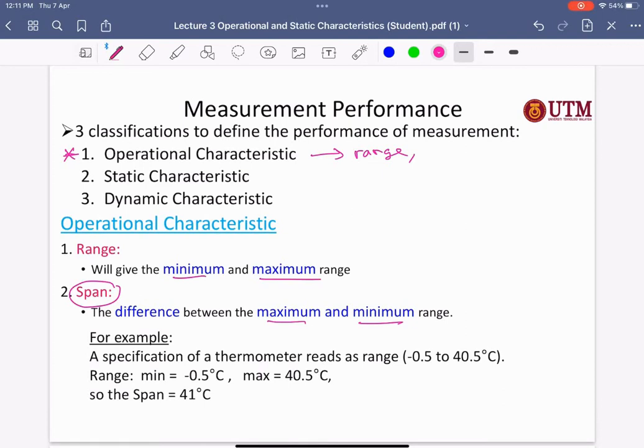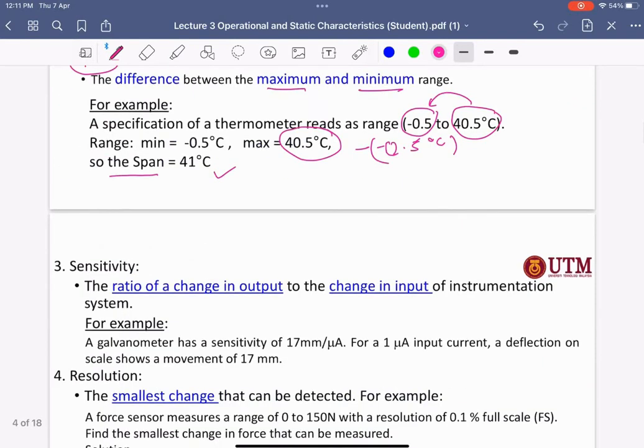For example, you have a thermometer that has a range of minus 0.5 to 40.5. In order to find the span, you just take the maximum and minus it with 0.5 degree. Then you will get this. So you know the range can be up to 41 degrees. This is the range from 0 until 41.